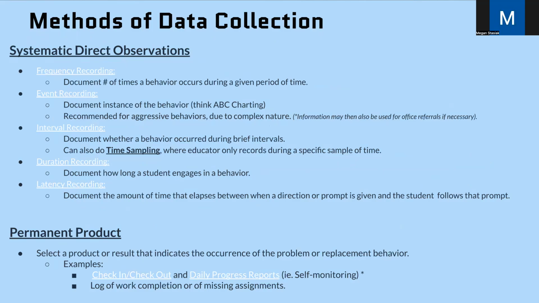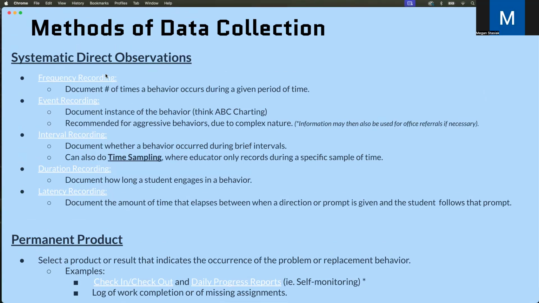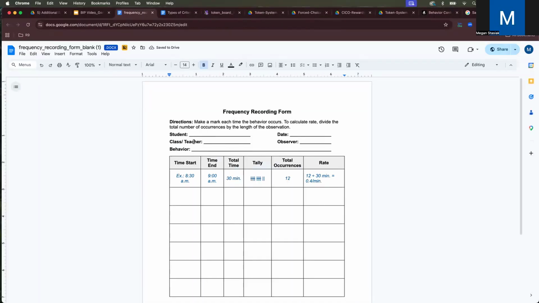So a couple different methods or ways of collecting that data. So we've got systematic direct observation. So we've got frequency recording, where we document the number of times a behavior occurs during a given period. So maybe it's looking at how many times they raise their hand in class. Could be an example.